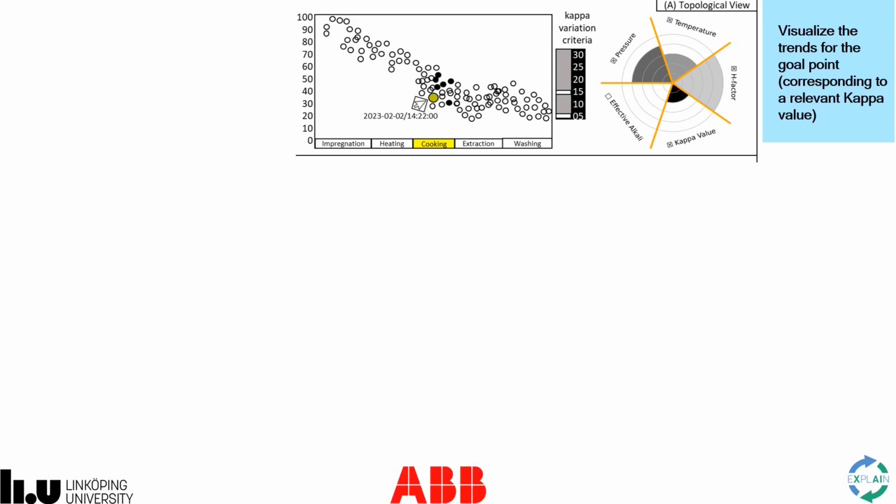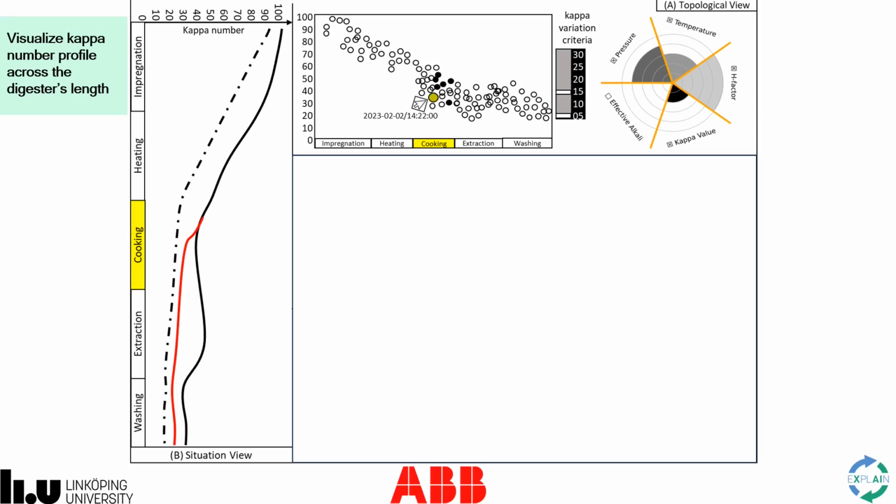The circle chart to the right provides insight on model accuracy, which is mapped by color intensity, and performance as well, which is mapped on the radial axis. The slider is used to specify the desired variation criteria depending on the controlled process state. The current process state is highlighted in yellow in this schematic figure. Following the WDA requirement for visualizing kappa number across the digester's length, the situation view shows the profile of the key performance parameter, which is the kappa number through the process cycle, and shows deviations from a selected optimal profile as well, which is represented by the dotted line.